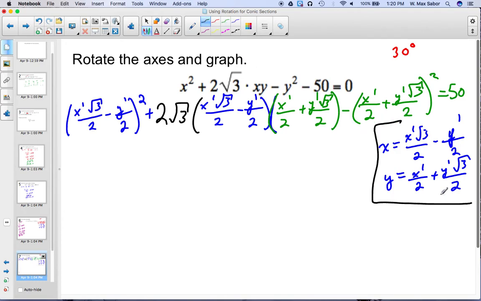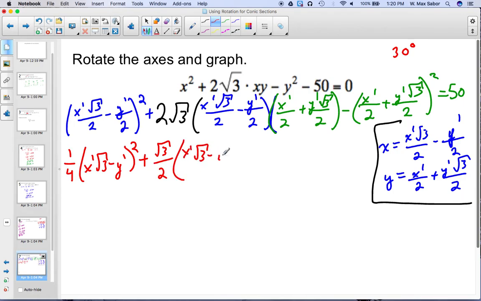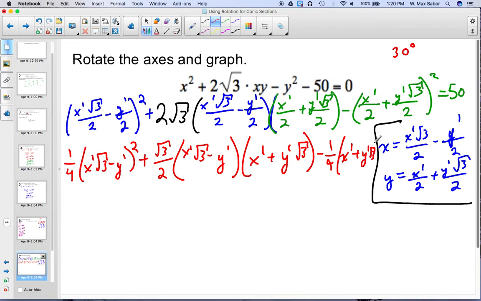So taking this, putting that aside, we see that there's a 1/2 squared, so 1/4 is a coefficient. We have x prime square root of 3 minus y prime, squared. We see, again, 1/4 is a coefficient, so we have a square root of 3 over 2, and that's x prime square root of 3 minus y prime. Again, I'm factoring out a 1/2 out of each of these. Here we have 1/4 and x prime plus y prime square root of 3, squared.